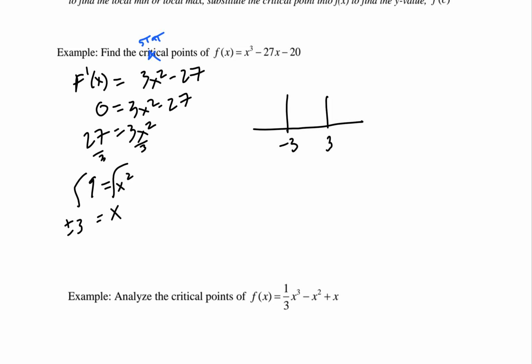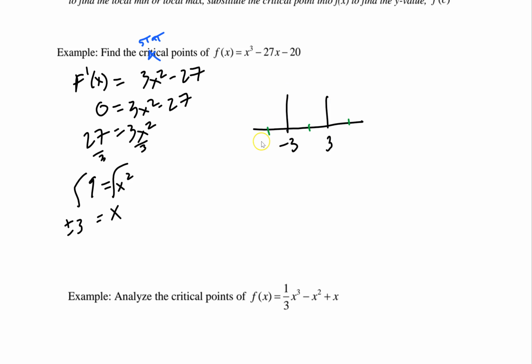And as always, normally I would do my intervals here because we're trying to find increasing and decreasing. But in this case, I only want to find the critical point. So I'm just gonna do a sign chart. I'm not gonna bother with the intervals right now because we're not gonna need it. The key is to find the min and max in this case.